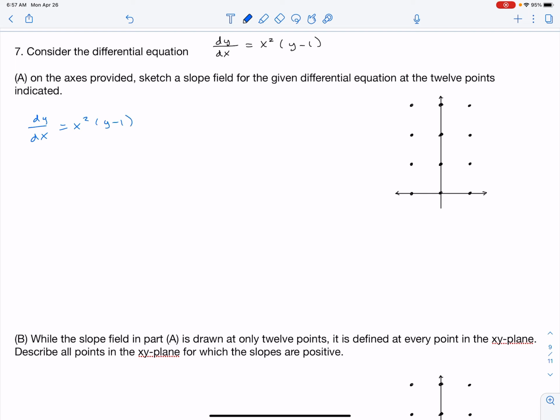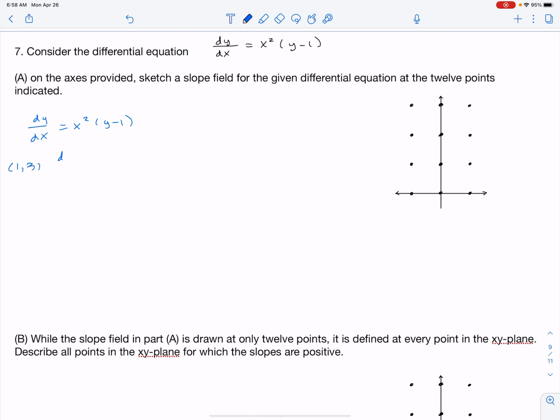Basically, think about what's going on here. When we plug in numbers for x and y, out comes a slope, right? So for example, on this graph, I'm going to plug in the point (1, 3). This is just kind of a random point.